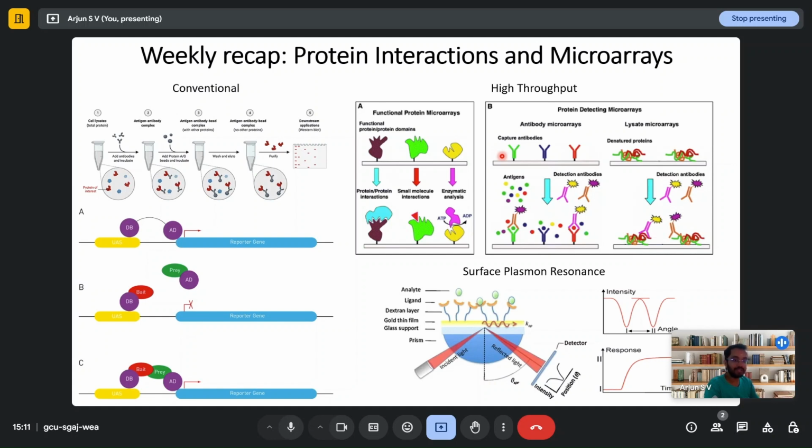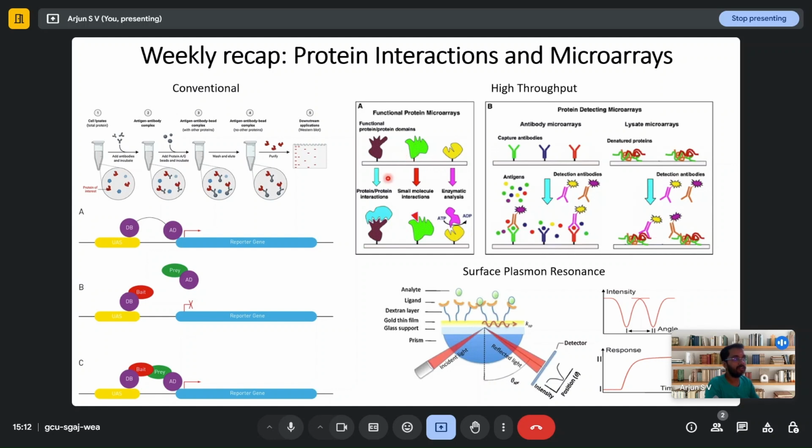In abundance based microarrays, we saw more about antibody or target protein arrays, where we saw more direct labeling of your protein, and a technique called NAPA, which stands for Nucleic Acid Programmable Protein Array. Following that, we also saw function based protein microarrays, with techniques such as multiple spotting techniques, halo tag arrays, etc.